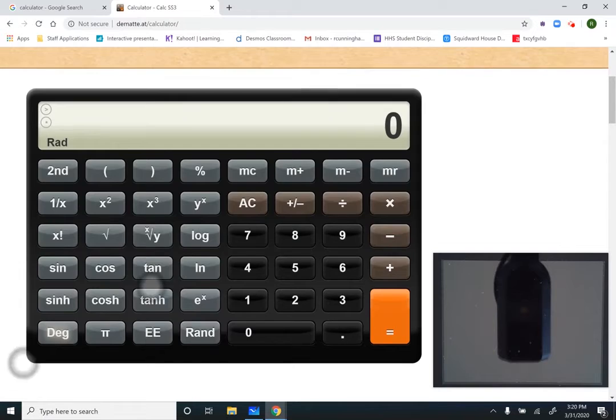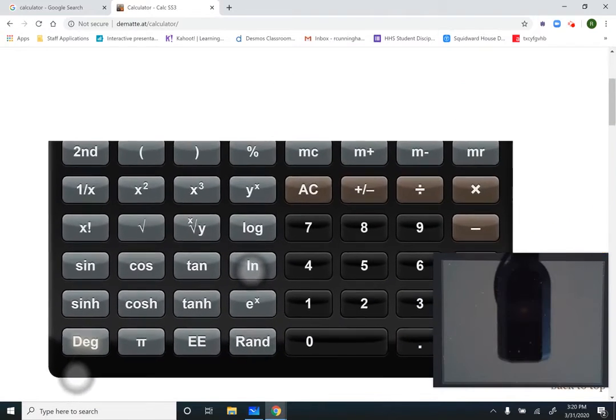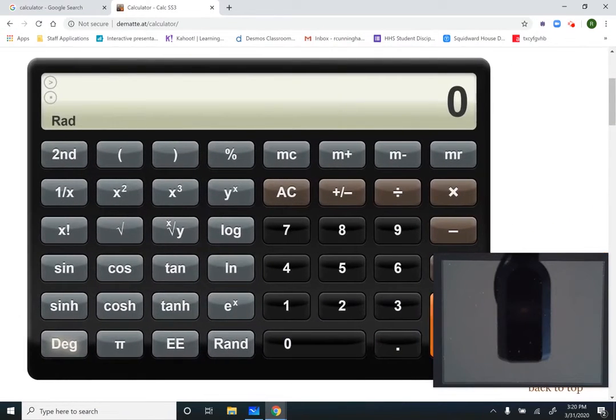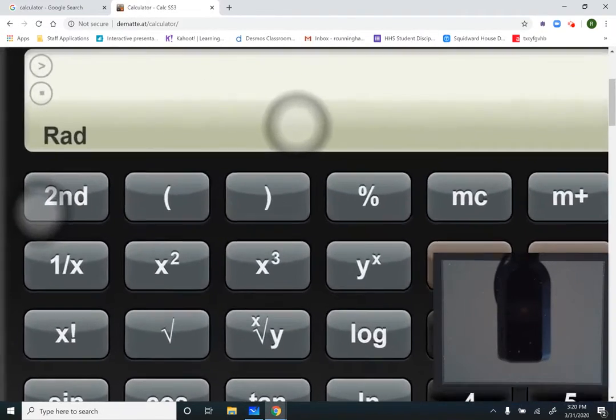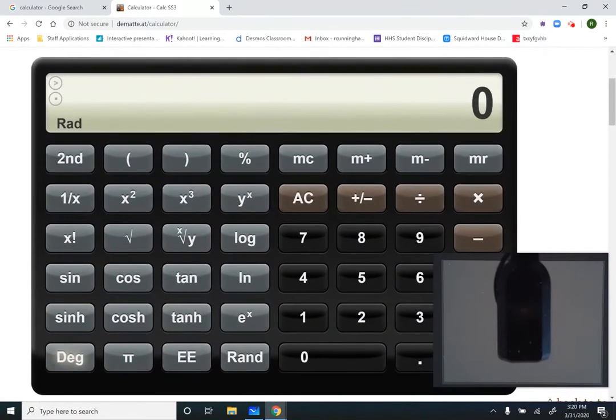Now, in the very bottom corner here is this deg and rad button. That will get you back and forth between degrees and radians. You want to make sure that in the window up top, it says degree or deg. So it says rad right now, so I'm going to change it. We're now in degrees.